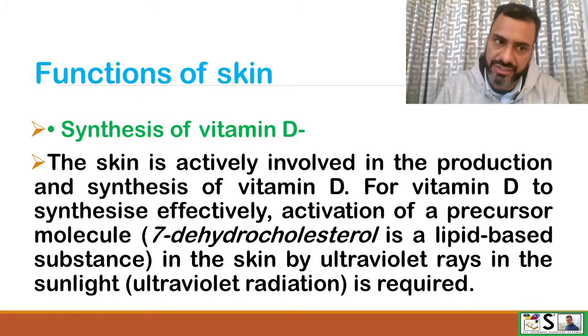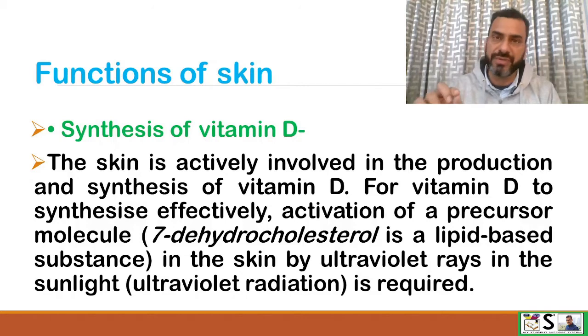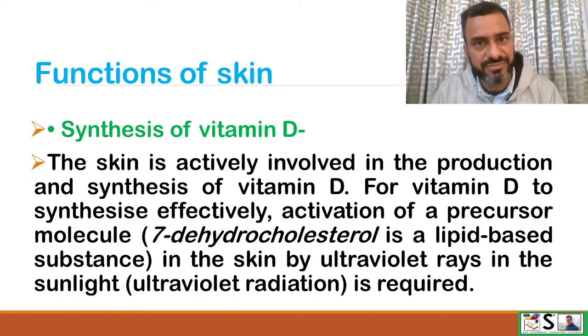Synthesis of vitamin D. The skin is actively involved in the synthesis of vitamin D. For vitamin D to synthesize effectively, a precursor molecule, 7-dehydrocholesterol, a lipid-based substance in the skin, is activated by the ultraviolet rays of sunlight. That's why we say that vitamin D is synthesized by sunlight.